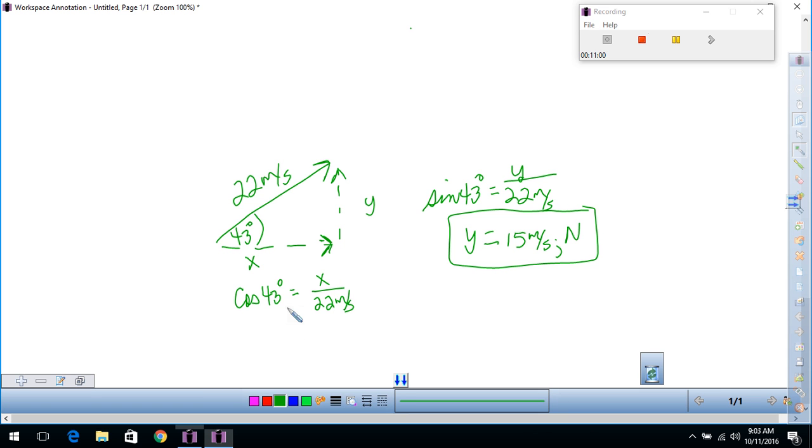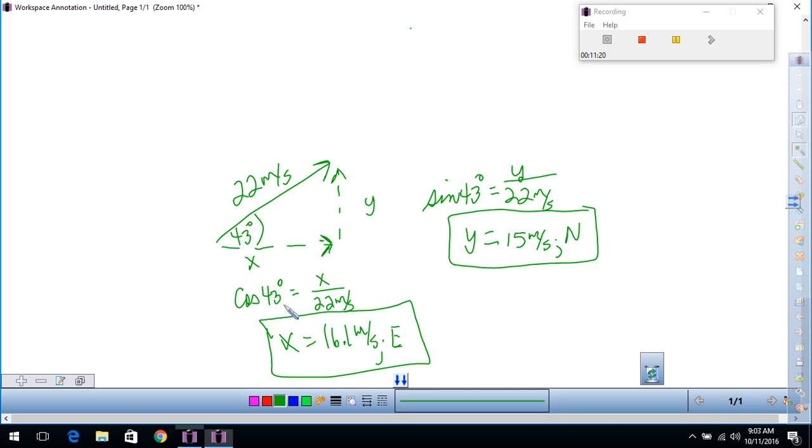And so I'm going to take the cosine of 43, and I'm going to multiply it by 22, and I should get 16.1 meters per second. And it's to the east, or to the right, whatever you want to call it.